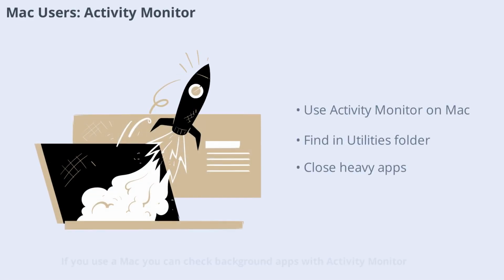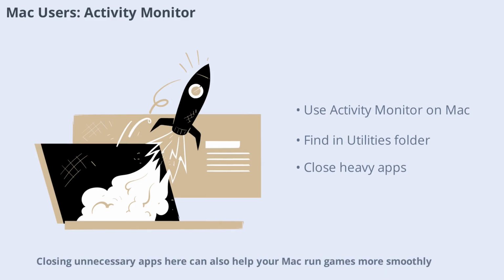If you use a Mac, you can check background apps with Activity Monitor. It works like Task Manager and shows you which apps are using the most resources. You can find Activity Monitor in your Applications folder under Utilities. Closing unnecessary apps here can also help your Mac run games more smoothly.